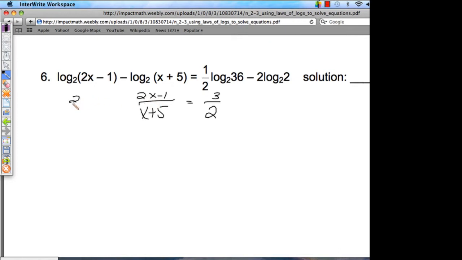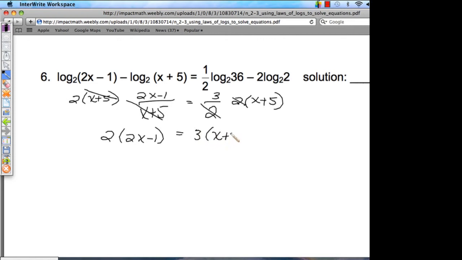Now if I multiply through by the least common denominator, we end up here with our x plus 5's canceling out, and we're left with 2 times 2x minus 1. Here our 2's will cancel out, and you're left with 3 times x plus 5. By doing that, we really perform the same thing as if we had cross-multiplied, and that's what you learn, but that's why cross-multiplication works. You're basically multiplying through by your least common denominator, or least common multiple for the denominator.